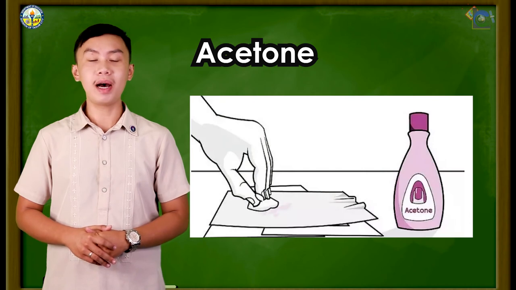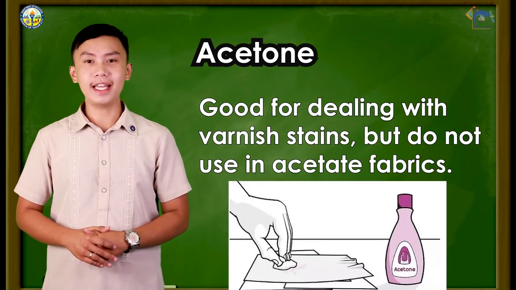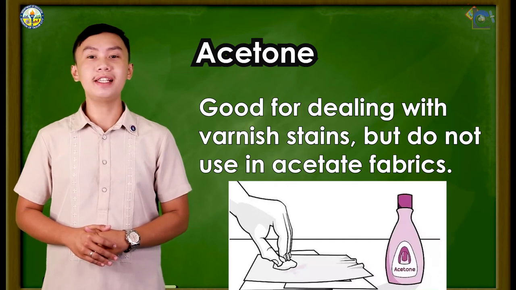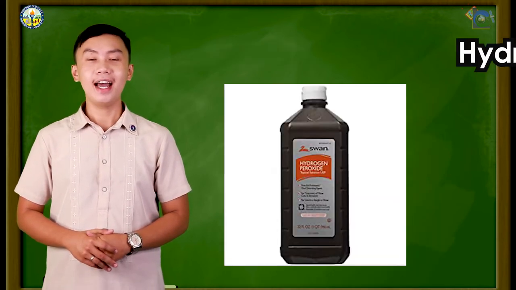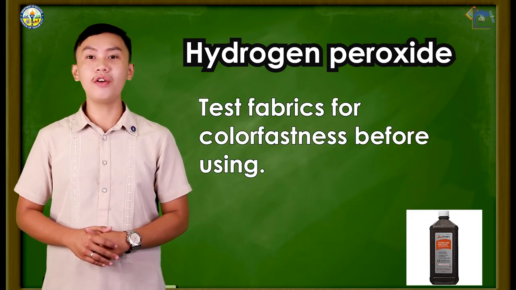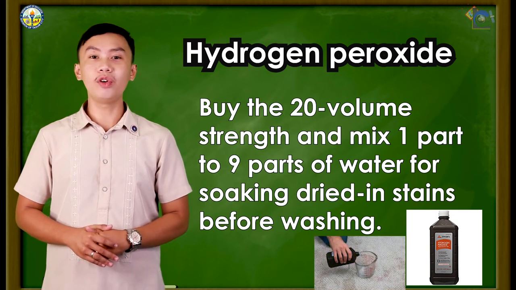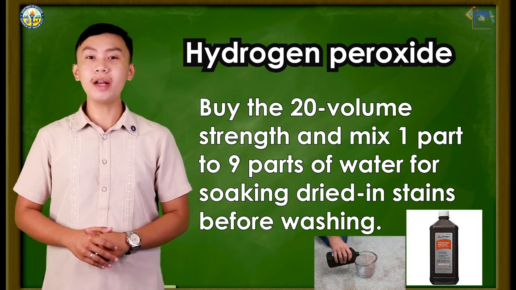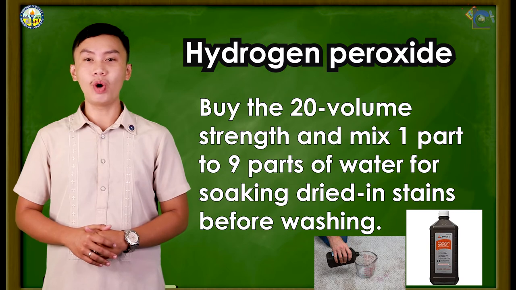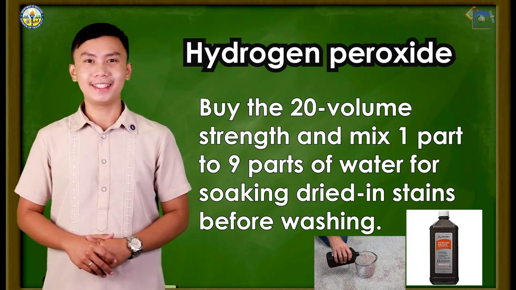Acetone or nail polish remover. Good for dealing with varnish stains, but do not use on acetate fabrics. Hydrogen peroxide. Test fabrics for color fastness before using. Buy 20 volume strength and mix 1 part to 9 parts of water for soaking dried-in stains before washing.